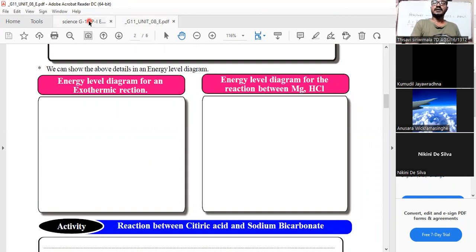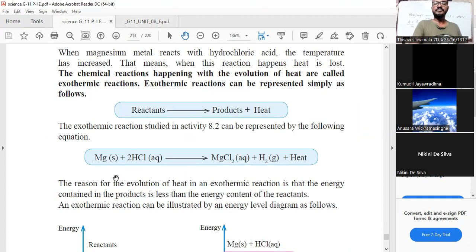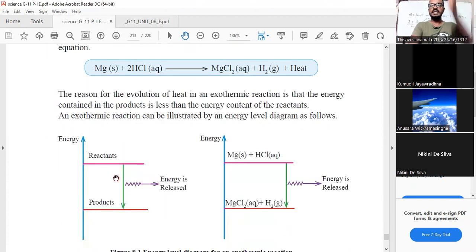So there is something, it's sort of like a graph, but not actually a graph. A vertical line representing energy.